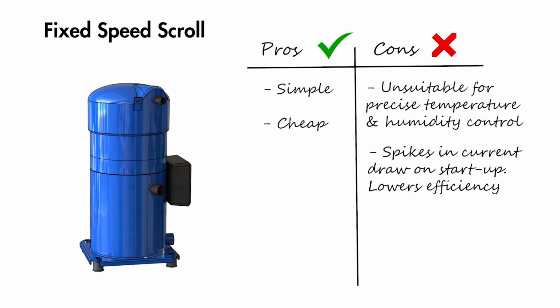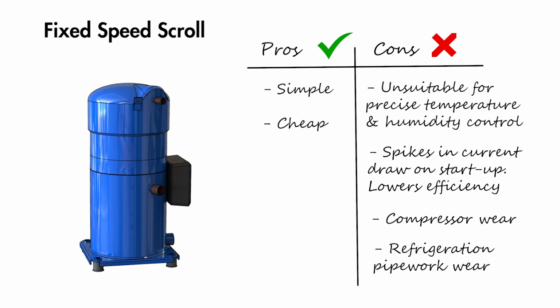Secondly, spikes in current draw can occur upon compressor startup. This can increase the overall energy consumption of the system, particularly if the compressor starts and stops in regular intervals. Suboptimal energy efficiency occurs as a result. And thirdly, units with fixed speed compressors that operate on short on-off cycles are prone to greater wear. This is because short cycling can lead to oil starvation and liquid refrigerant flooding in the compressor, both of which are detrimental to its lifespan.